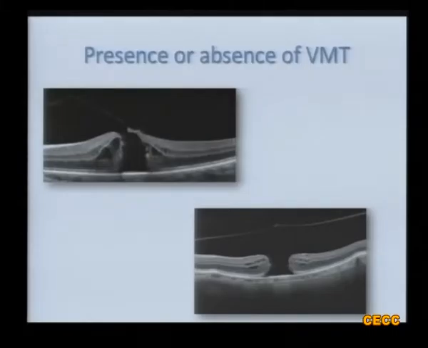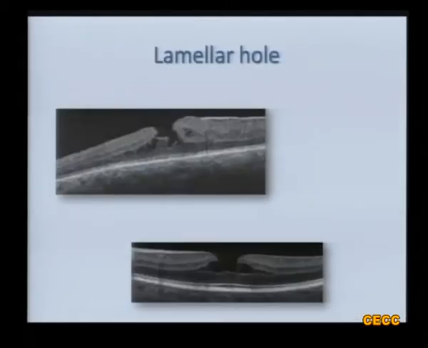Then OCT also helps us to identify the presence of vitreomacular traction. Why it is important to identify vitreomacular traction in a patient with a macular hole is that we know there are certain agents that are now available for pharmacological vitreolysis. So agents like ocriplasmin, Jetrea, which is the name by which it is commonly known, are used for pharmacological vitreolysis, and it's mainly employed only in those cases which have a persistent vitreomacular traction. If there is no vitreomacular traction on OCT, then there is no point in using these medicines.